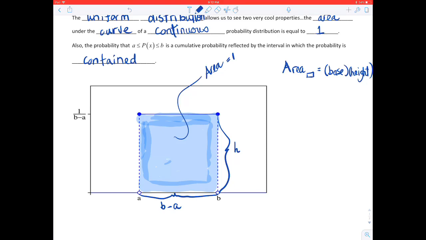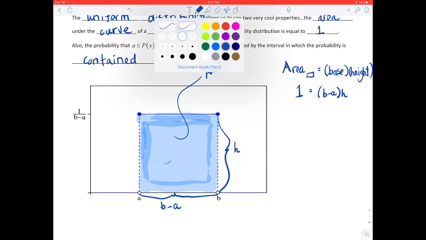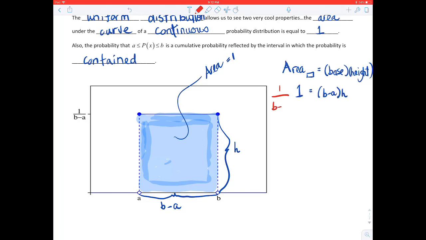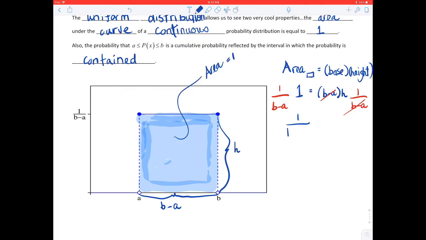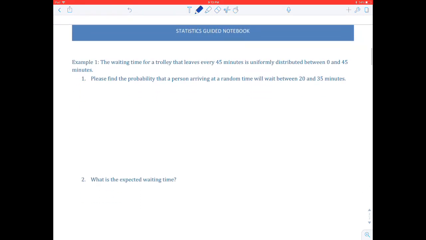So what we have going on is we would set that area equal to 1. We know the base is what? Beautiful, b minus a, and then we don't know the height, so let's just call that h. If I multiply both sides by 1 over b minus a, then this b minus a divides out to be 1, and we end up with 1 over b minus a is equal to the height. And that's where this one comes from. Cool? All right, so let's go on to our first example.